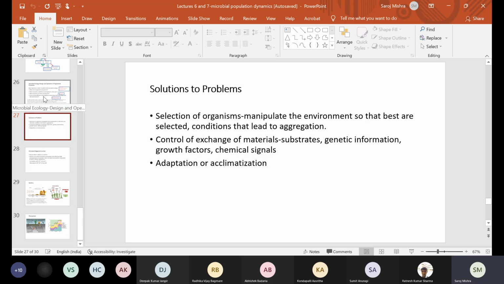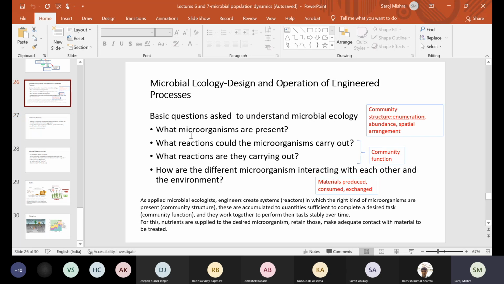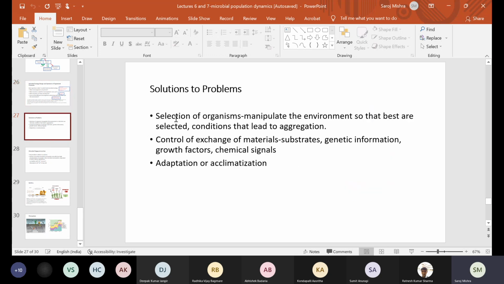So in the last lecture, in the last slide, overall, we tried to sum up all the questions which we had raised here, such as what microorganisms are present, etc. And generally these solutions are categorized in the following categories. You will have to select the organisms, because if you are trying to build up the right kind of a community structure, you will have to select the organisms, or you will have to manipulate your environment so that the best microbes are selected, or you will have to select conditions which lead to aggregation. Why?